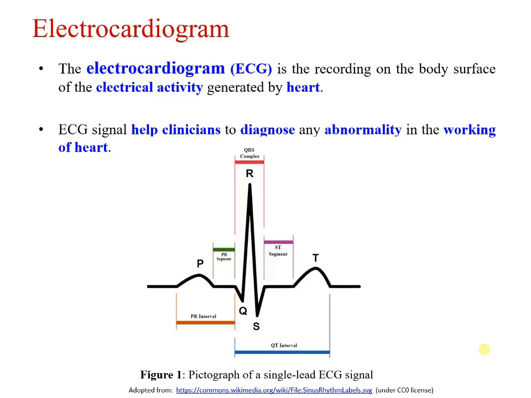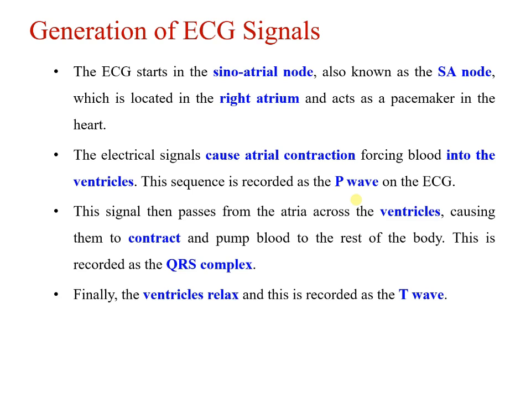A sample ECG signal or ECG beat is shown in this slide, and it consists of a number of waves, segments, and intervals that are P wave, T wave, QRS complex, PR segment, ST segment, PR interval, and QT interval. So how are these waves, intervals, and complex generated?